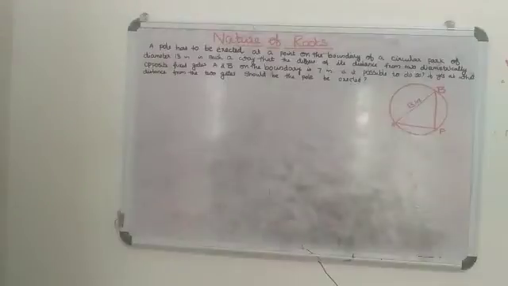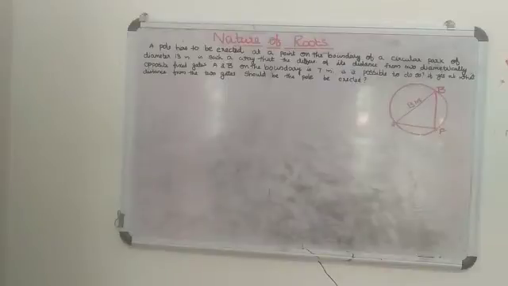Next problem. A pole has to be erected at a point on the boundary of a circular path of diameter 13 meter in such a way that the difference of its distances from two diametrically opposite fixed gates A and B on the boundary is 7 meter. Is it possible to do so? If yes, at what distance from the two gates should the pole be erected?